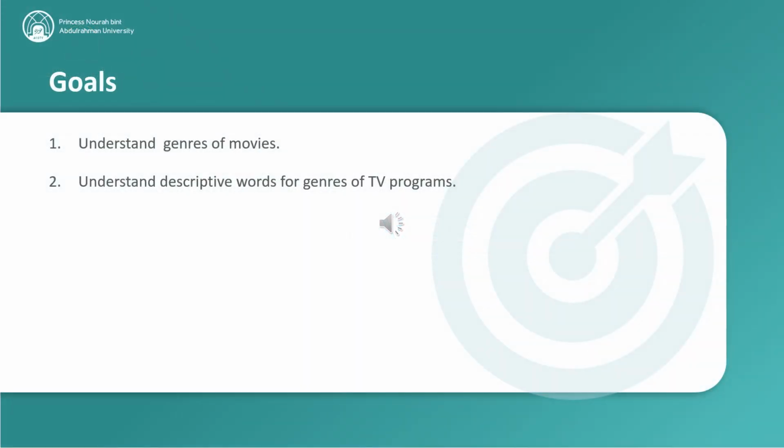So what are the goals of this lesson? We have two goals listed. Goal number one is to understand genres of movies and understand descriptive words for genres of TV programs. It's very important to know that movies are based on different categories, and we're going to go into more details about that in slide 3. So I want you to take a look at the goals once more. Once you are done, we're going to go ahead and get started on slide 3.